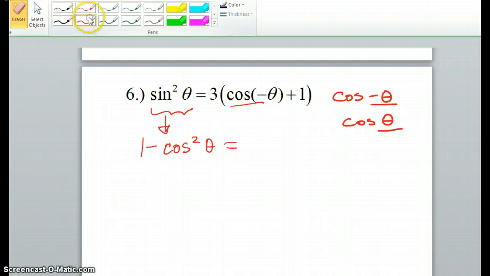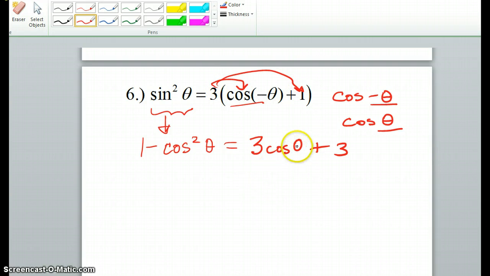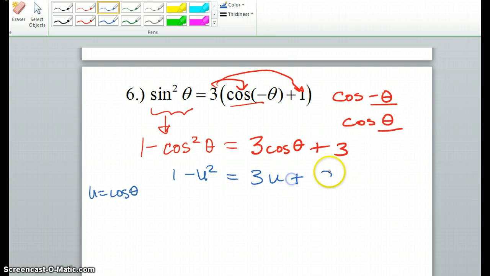Alright, so now we have, it doesn't really matter how you do it, 3 cosine theta plus 3. So I just distributed the 3 through here. Not a big deal. So we're going to clearly use u to be cosine theta. So it's going to be 1 minus u squared equals 3u plus 3. Now, again, remember I said that cosine of negative theta has the same values as cosine theta. So we can just use it interchangeably.